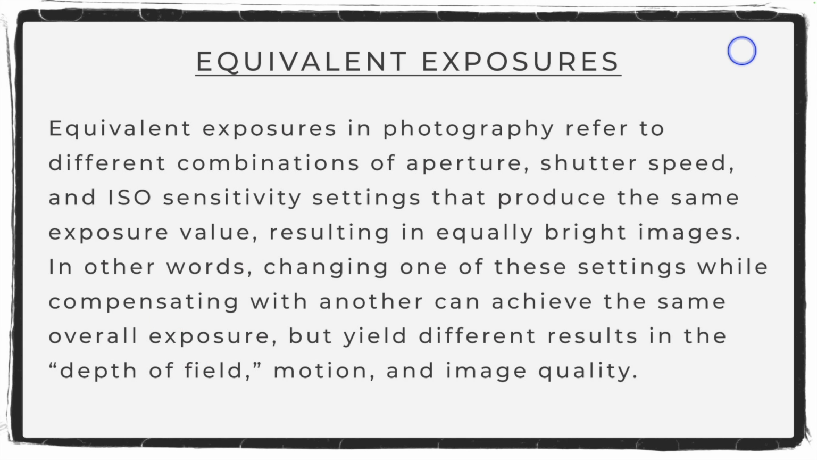Equivalent exposures in photography refer to different combinations of aperture, shutter speed, and ISO sensitivity settings that produce the same exposure value, resulting in equally bright images, meaning all the exposures look exactly the same. In other words, changing one of these settings while compensating with another can achieve the same overall exposure but yield different results in the depth of field, motion, and image quality.